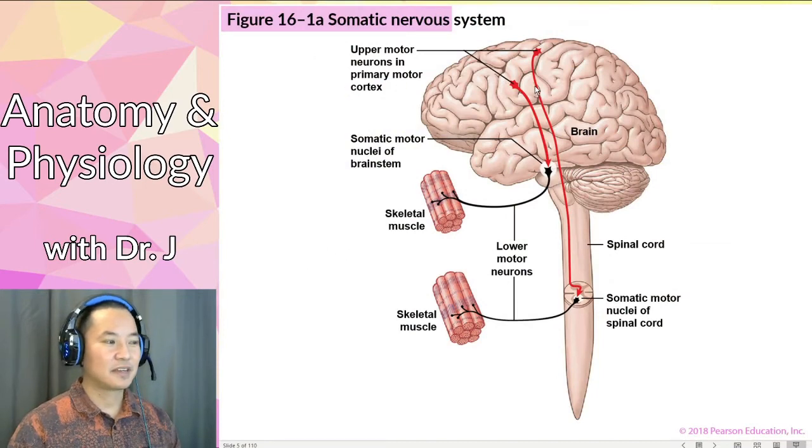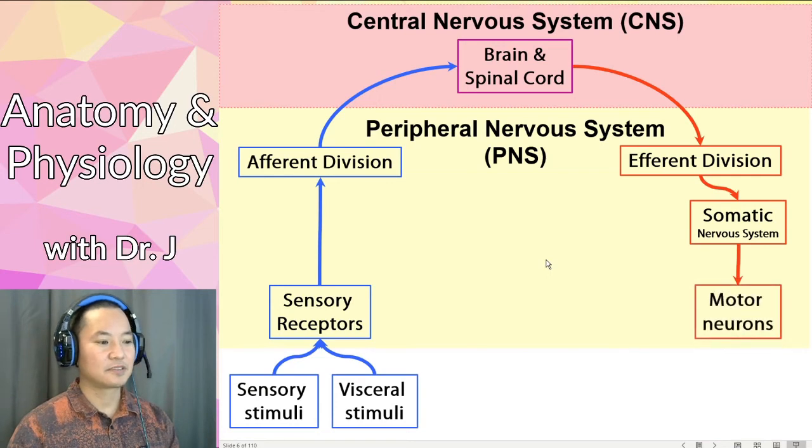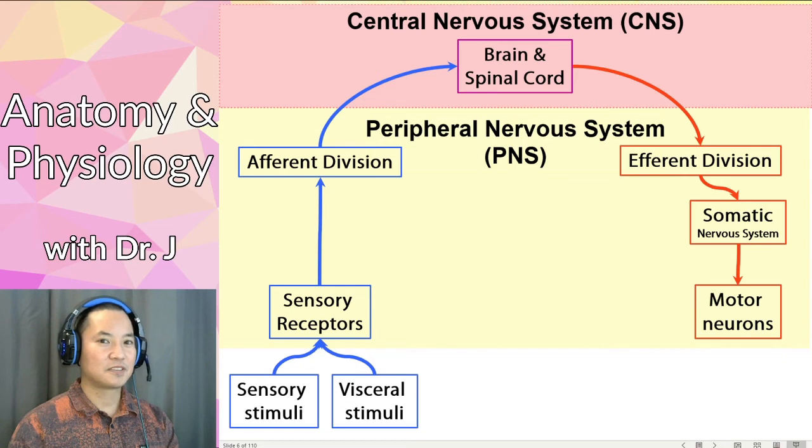Remember those upper and lower motor neurons we covered just before the break? And where do they innervate? Skeletal muscles. So that's what we're talking about when we're talking about the somatic nervous system. Now what we have here is our motor neurons, and remember there's upper and lower motor neurons. And when you have a motor unit, what do you have? You have a motor neuron and all the skeletal muscle fibers that make up the muscle part of the motor unit.